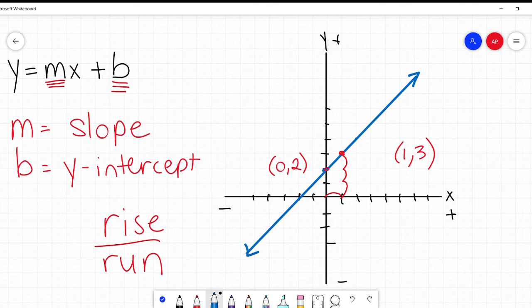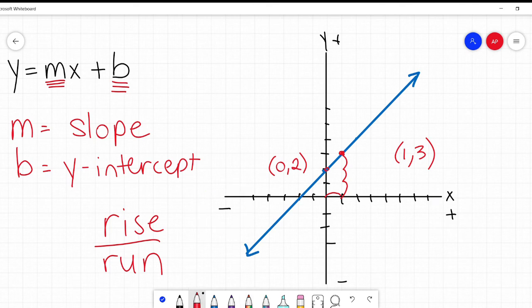Now here's the big catch on this. We can't just count how many spaces we go up or down or left or right. We also have to say, are we going up or are we going down? Because remember, up here, if I'm going up, I'm going positive. And if I'm going down, I'm going negative. And same on my x. If I'm going to the right, I'm going positive. If I'm going to the left, I'm going negative.